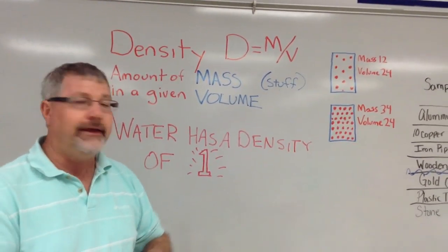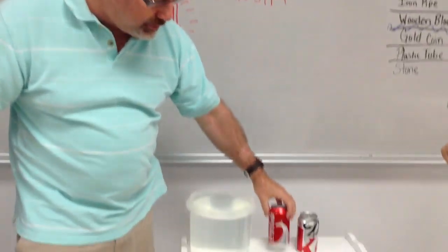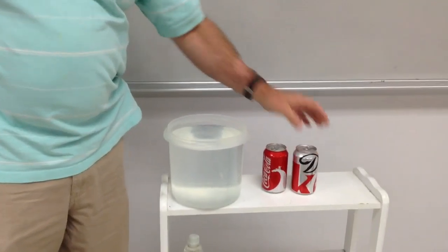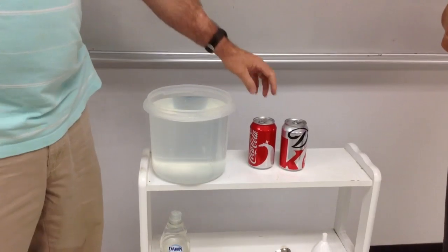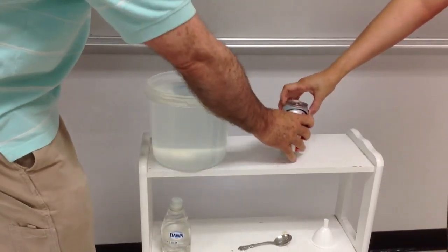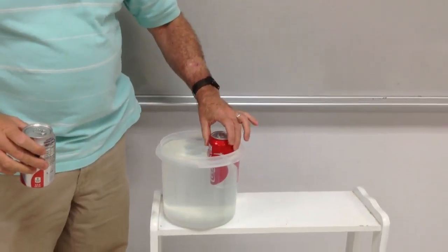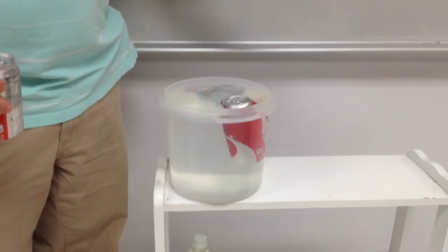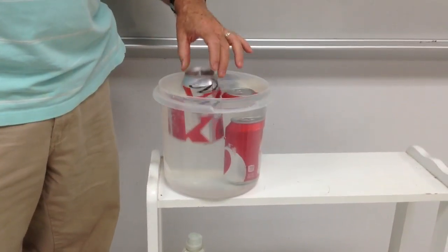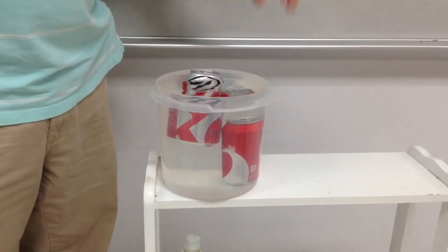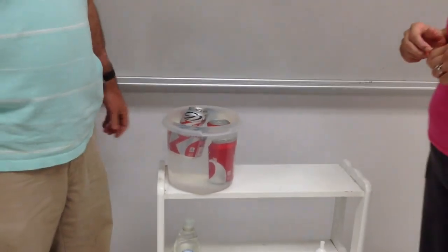Okay? So let's play a game we're going to call Sink or Float. Now, we have 2 cans of soda. Are they going to sink or are they going to float? Think about it a second. Okay, we're going to try them. We have Pepsi, Coca-Cola and Diet Coca-Cola. We put the Coca-Cola in, and it looks like it is sinking. And we put the Diet Coke in, and it floats. So why is that? Why does one can float and one can sink?